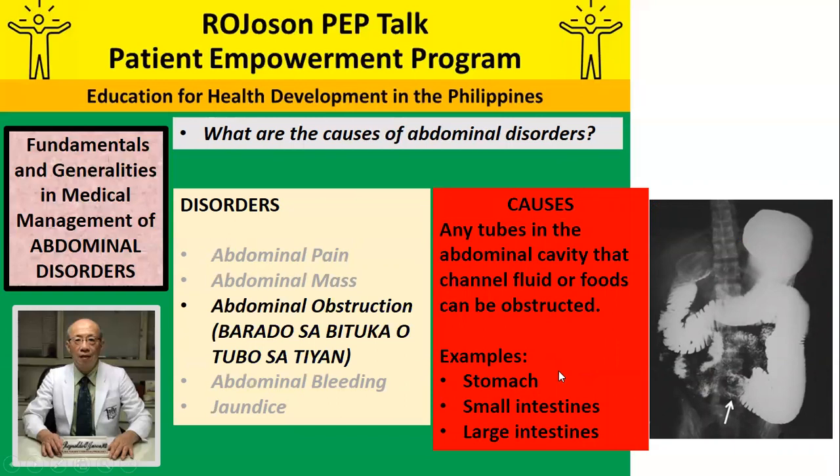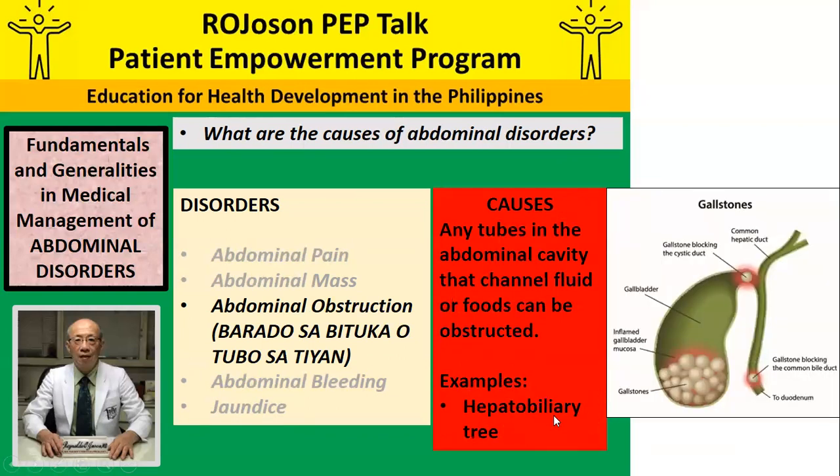So this is an example of obstruction of the intestines. Here, showing an obstruction at the level of the large bowel, the large intestine, showing distension of the proximal segment of the intestines just above it.